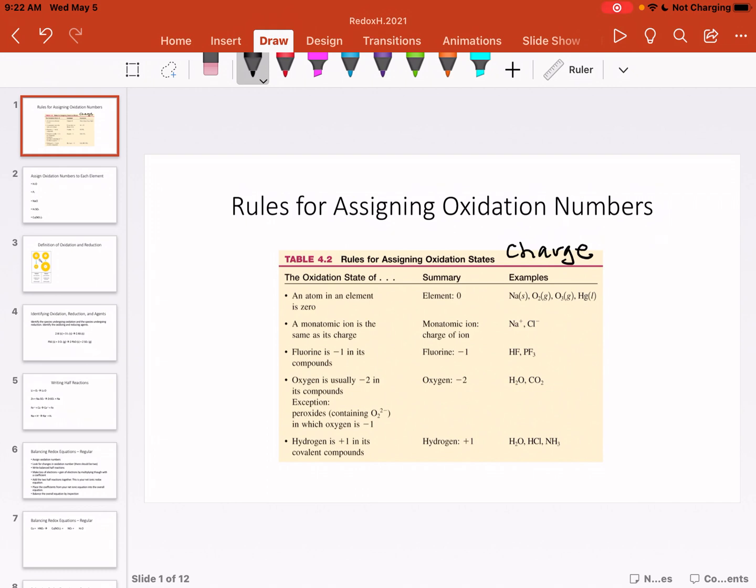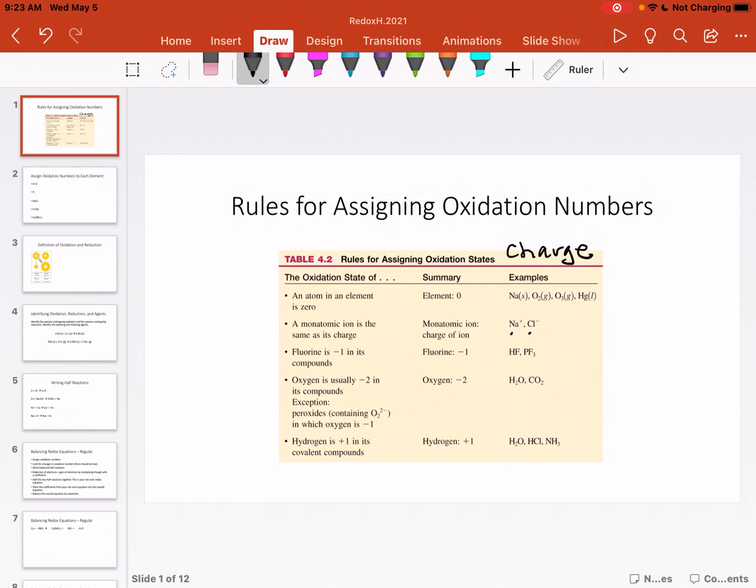If I have a standalone element, whether it is diatomic or not, a standalone element's oxidation state is going to be 0. Like if I have a chunk of iron just sitting there, its oxidation state is 0. But if I have an iron +3 ion in solution, then its oxidation number is the same as its charge, which would be that +3. So say, for example, I have a sodium ion or a chloride ion. You can see the sodium ion is +1, chloride ion is -1.